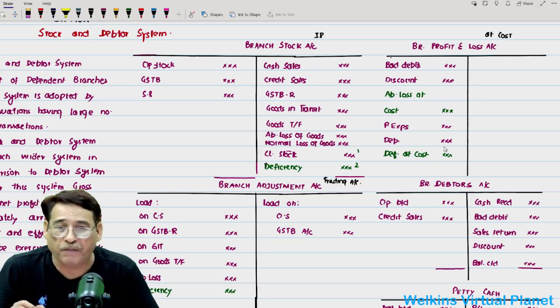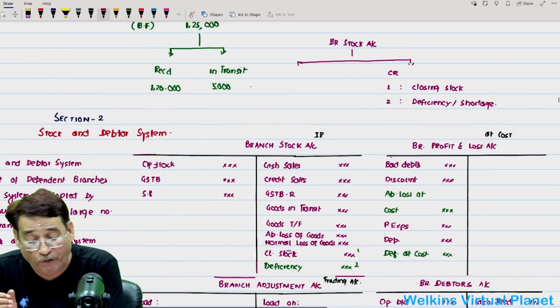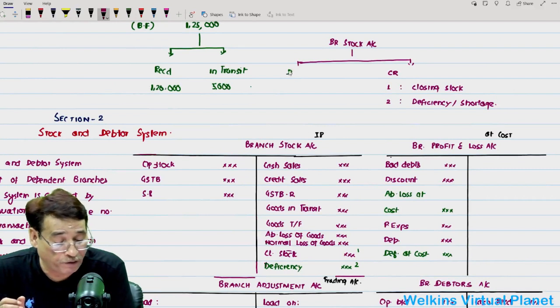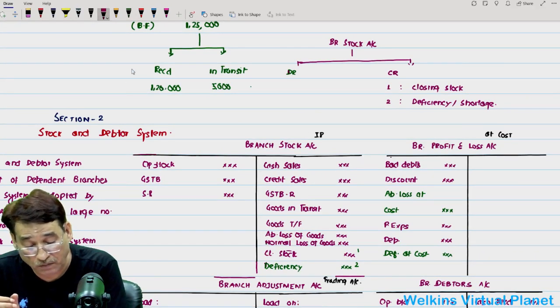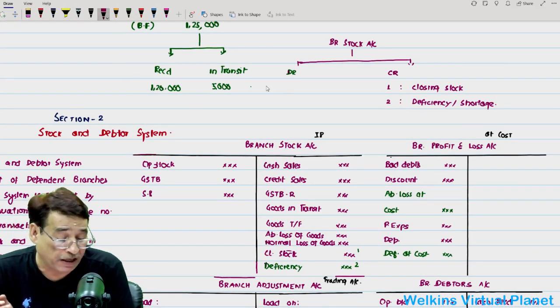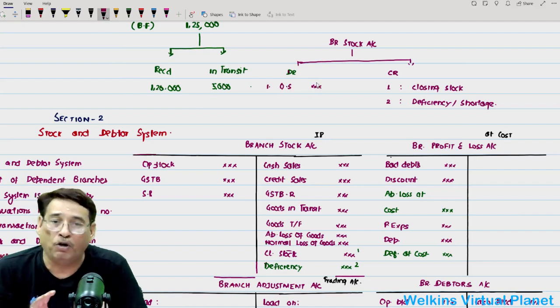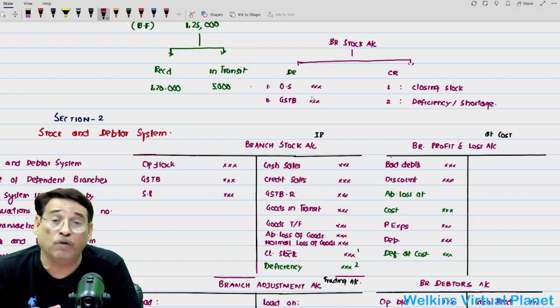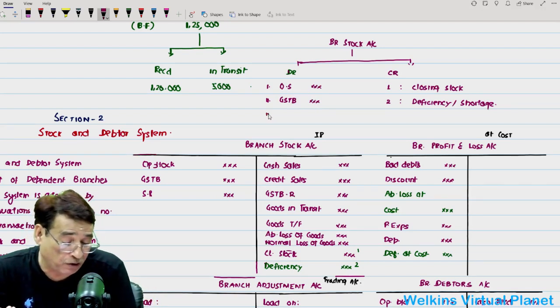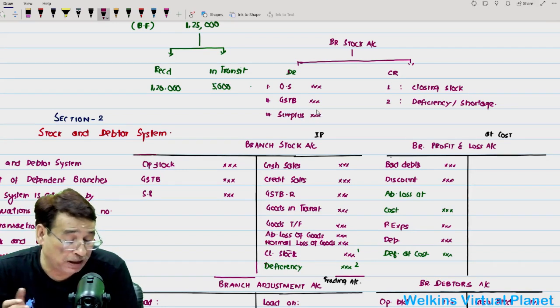Now coming over to the debit side. Similarly, if you are going to balance the debit side, your first preference should always be to opening stock. But problem is that opening stock is always given in the question. Your second preference should be goods sent to branch account. However, goods sent to branch will also be given to you. Then you will be left with your third one, which is surplus. Then you will consider it as surplus.